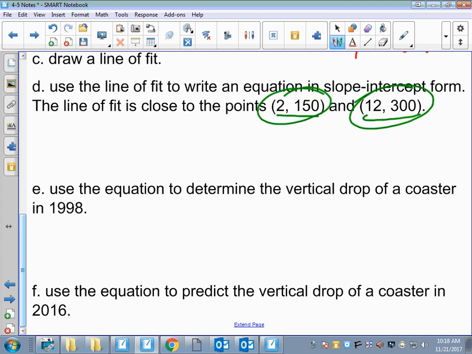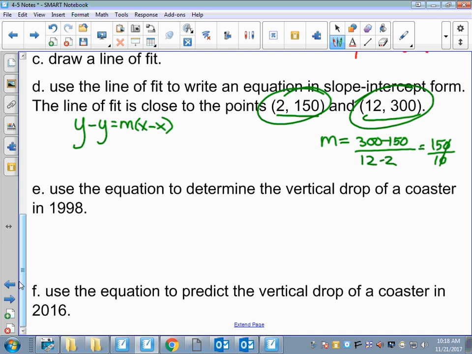So I like to use my point slope, y minus y1 equals m times x minus x1. Before I can use that, I have to find the slope. So over here, I'm going to find the slope. y: 300 minus 150 over 12 minus 2. 300 take away 150 is 150. 12 take away 2 is 10. And so that's 15. My slope is 15. Then I just pick one of the ordered pairs. I like 2 and 150. So y minus 150 is equal to 15 times x minus 2.